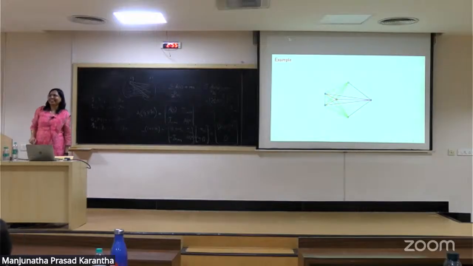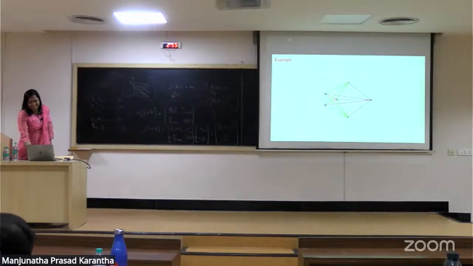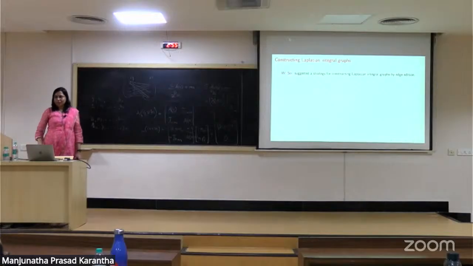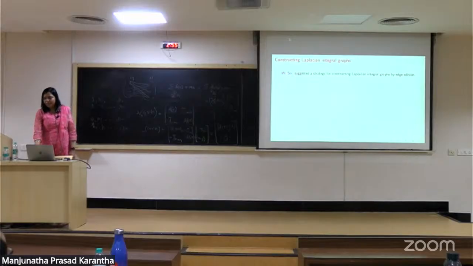The method was proposed by Grone, and he first thought about constructing Laplacian integral graphs from the known ones by adding one edge. Okay, so what happens to the matrix if we add one edge?